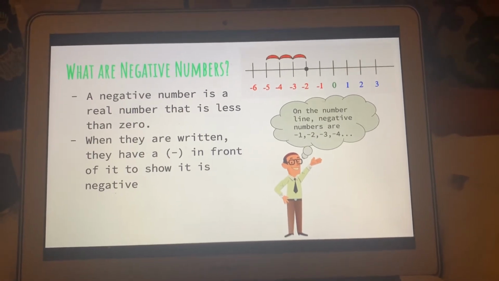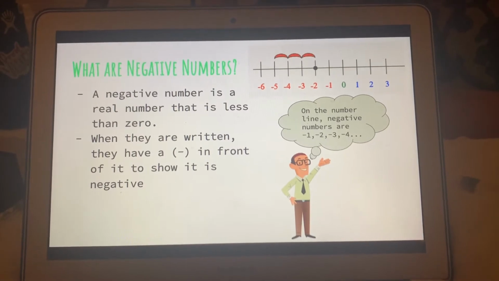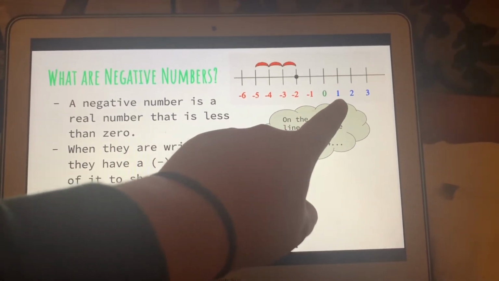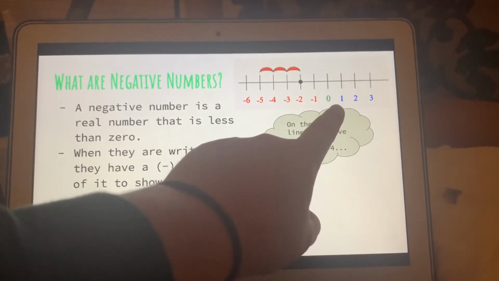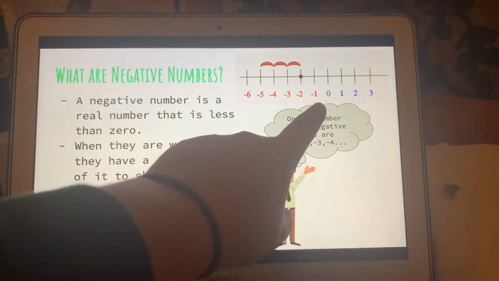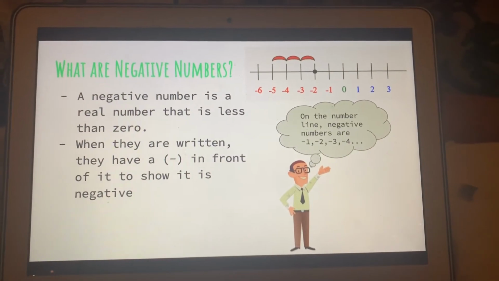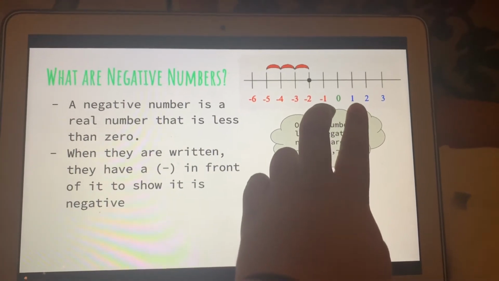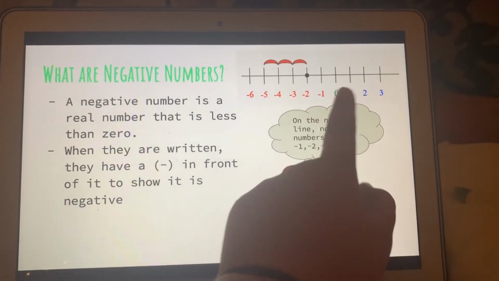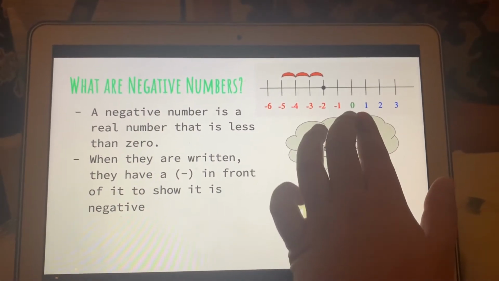When you're looking at those numbers, I want you to focus and see that if I start at the 0 and move over one spot, I'm going to be at number 1. And if I start at the 0 and move over one spot to the left, I'm going to be at -1. So those numbers are technically opposites. If I do the same thing and move over 2 spots in each direction, those are both going to be 2 away from 0.